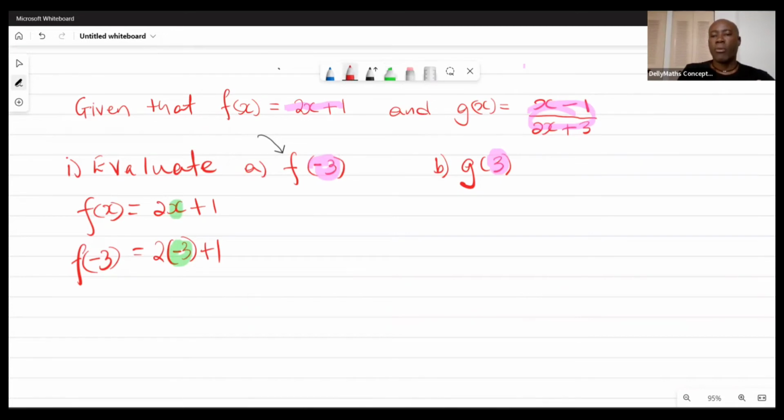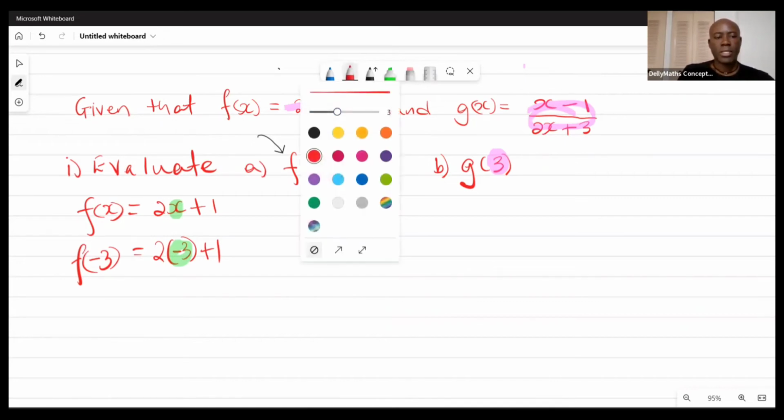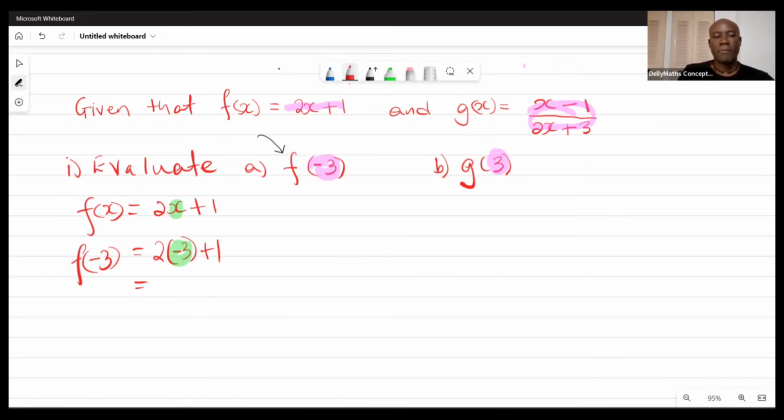Now, remember that we have to carry out the principles that were happening before. For example, 2x really means 2 times x, which means we'll have 2 times negative 3, which will give us negative 6. When we add 1 to that, we will get negative 5. What this really means is that when you evaluate f of negative 3, which means to substitute negative 3 in the f function, the answer would be negative 5. So that is how you evaluate those.